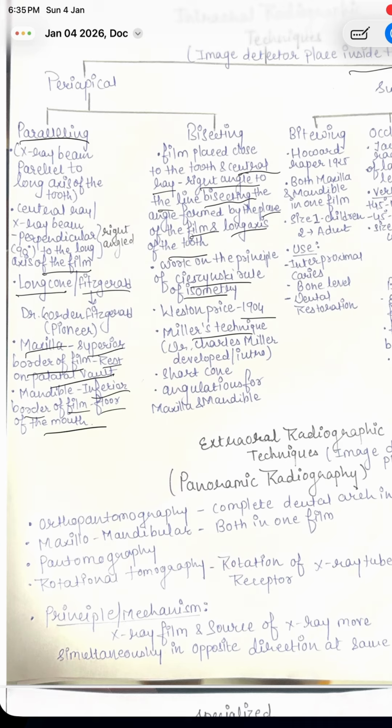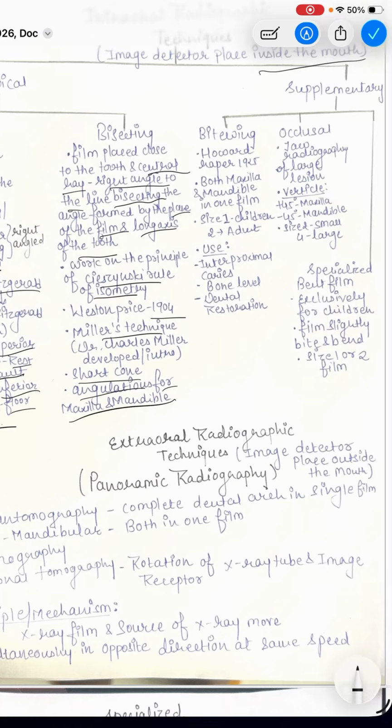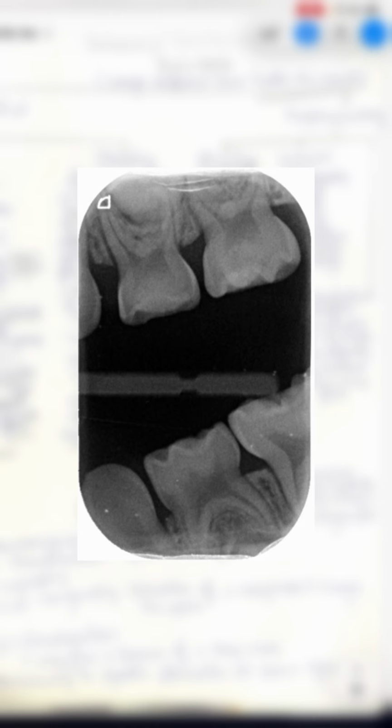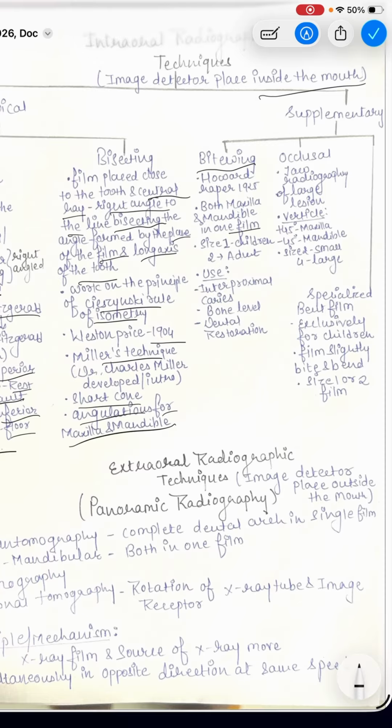It is also known as the short cone technique because a short cone is used, and there are angulations for maxilla and mandible. In supplementary technique, first is bite wing. Howard Raper introduced this technique in 1925. Both maxilla and mandible are recorded in one film. Size 1 should be used for children and size 2 for adults. It's basically used for interproximal caries, to check bone level and dental restoration.